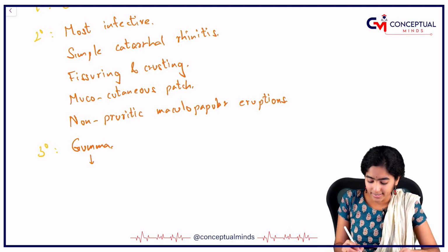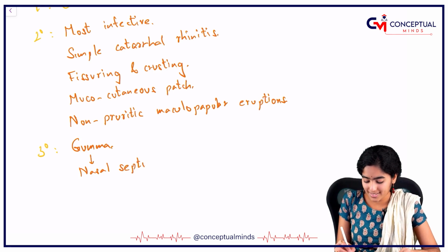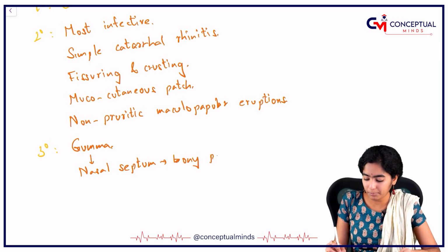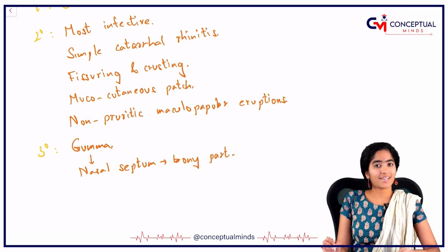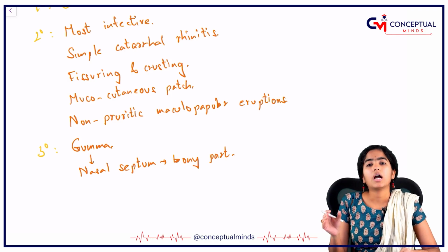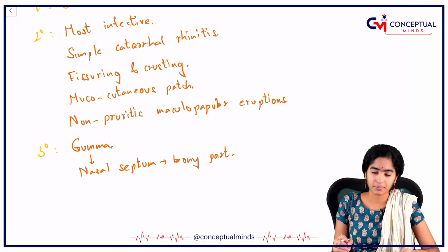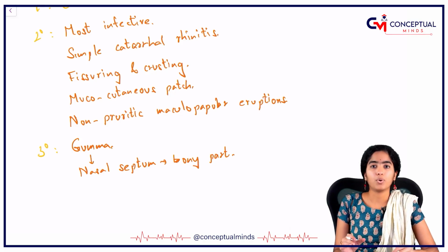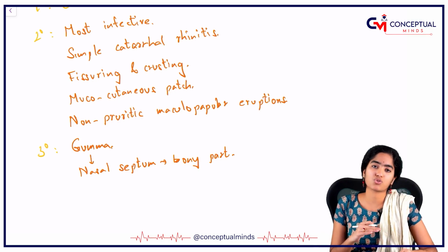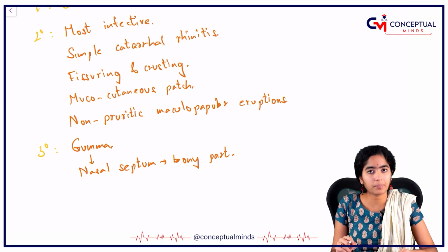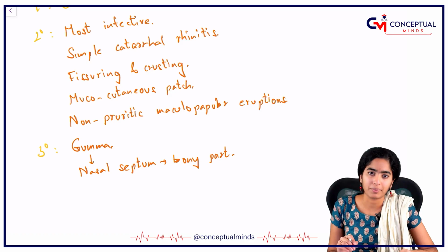So gumma is seen in the nasal septum, mostly the bony part. Syphilis affects the bony part. Tuberculosis and leprosy affected the cartilaginous part first. Syphilis affects the bony part, and eventually there is destruction of the entire bony septum and nasal deformities.